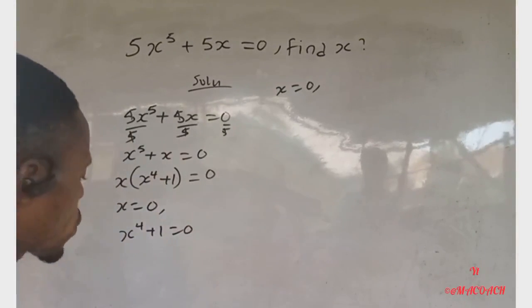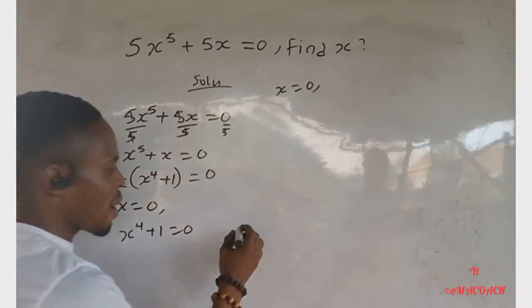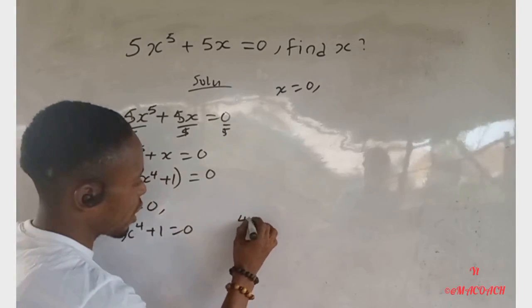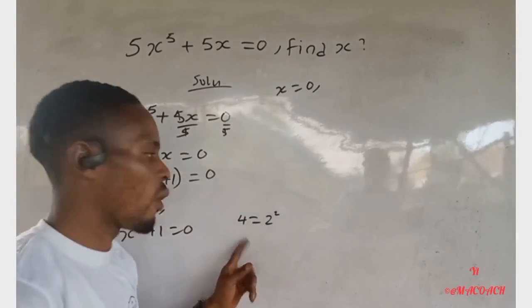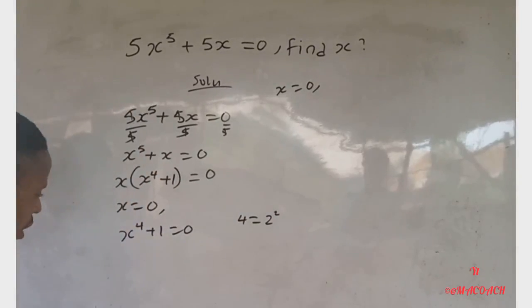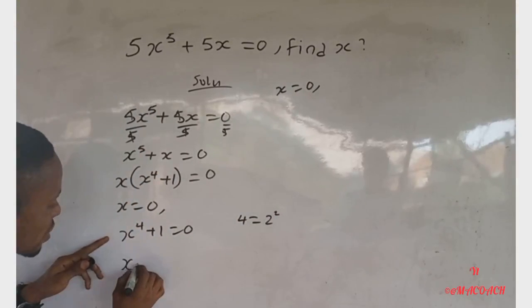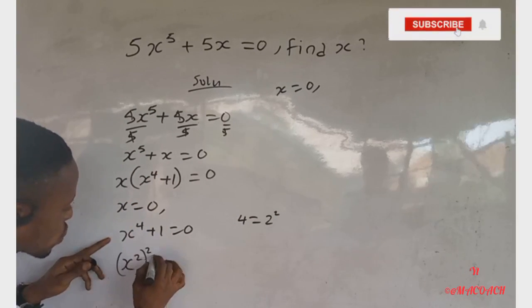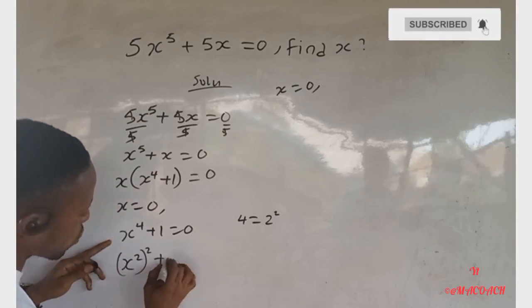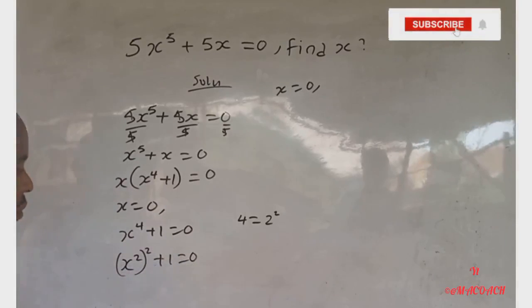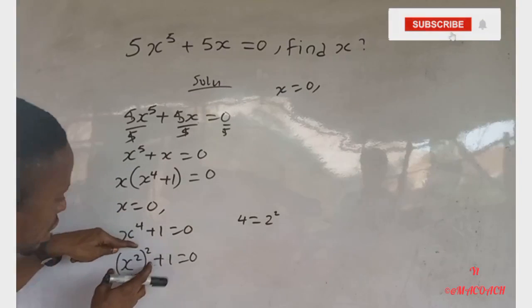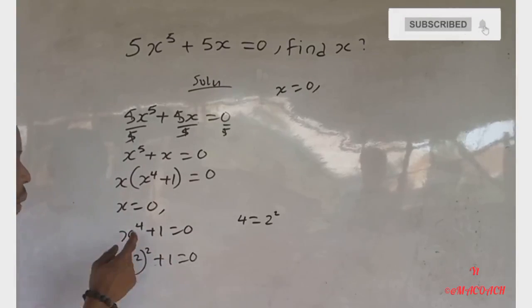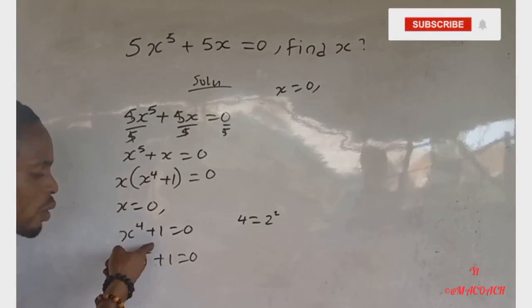In this place, if you still remember, 4 can also be expressed as 2 to the power 2, since 2 squared gives 4. So we can say s to the power 2 multiplied by 2, plus 1, equal to 0. Here the first part is s to the power 2, this one is to the power 2.